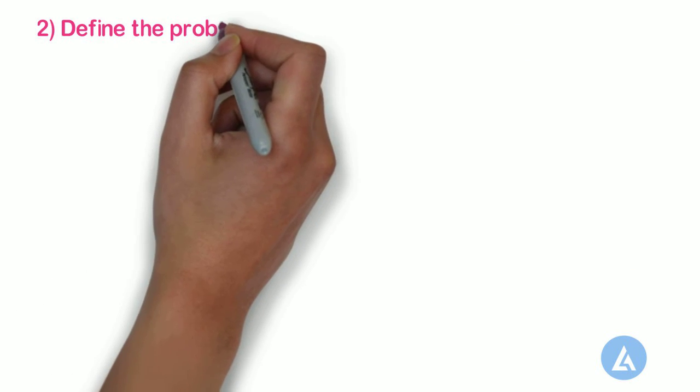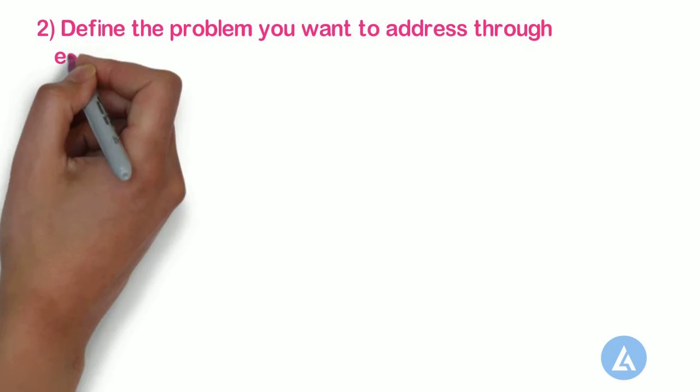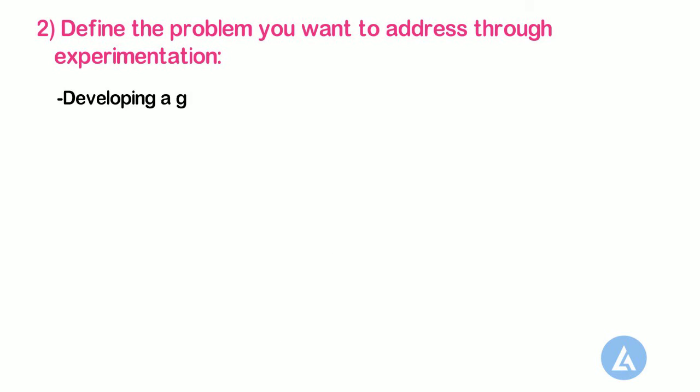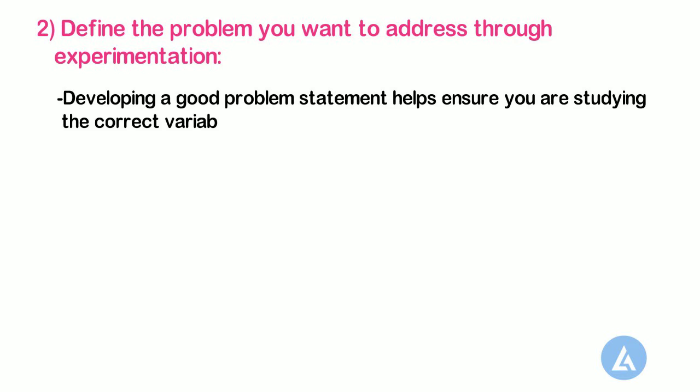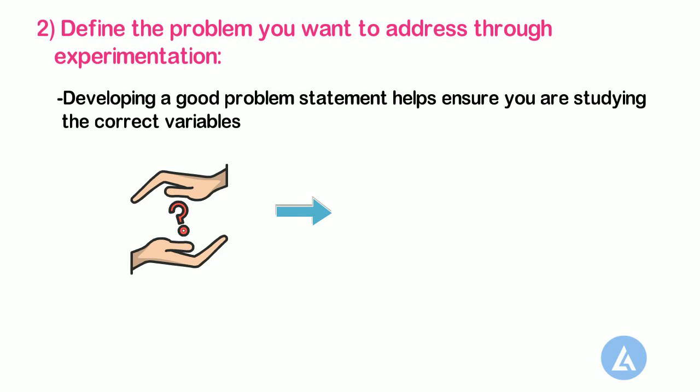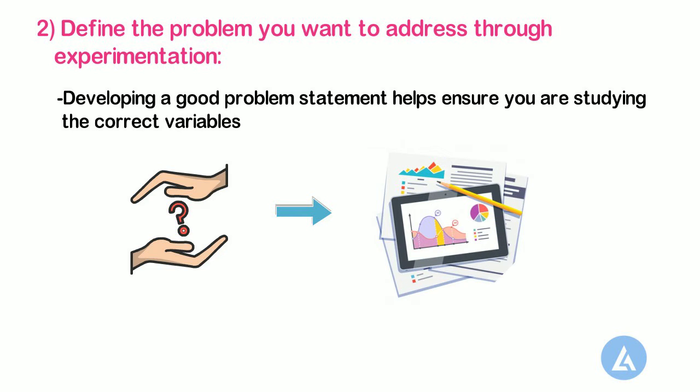2. Define the problem you want to address through experimentation. Developing a good problem statement helps to ensure that you are studying the correct variables. At this step, you identify the questions that you want to answer. Once you identify the question, it must eventually translate into a statistical statement.